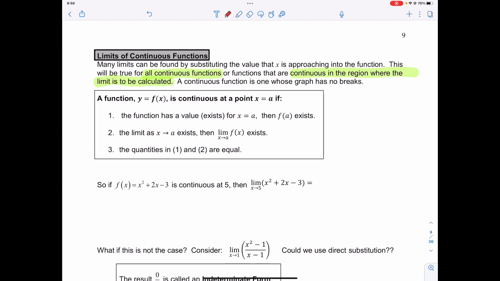So if a function y is equal to f of x is continuous at the point a, then that means that the function has a value that exists when x is equal to a. The limit as x approaches a exists, so there actually is a limit, and both these things, the value at x equal to a and the limit as x approaches a, are equivalent. All of these things need to exist for it to be continuous at this point.